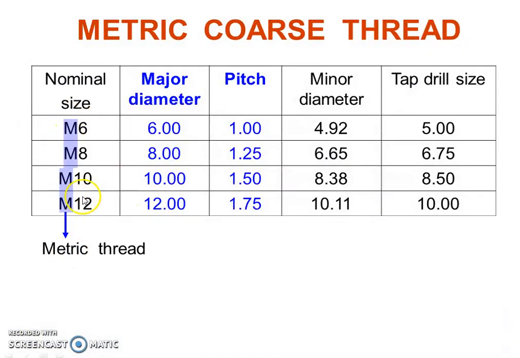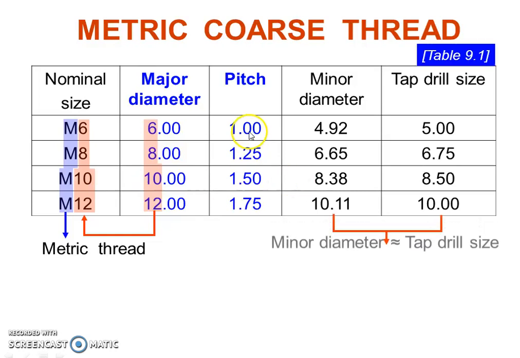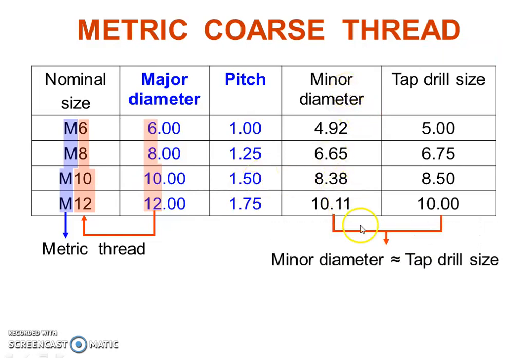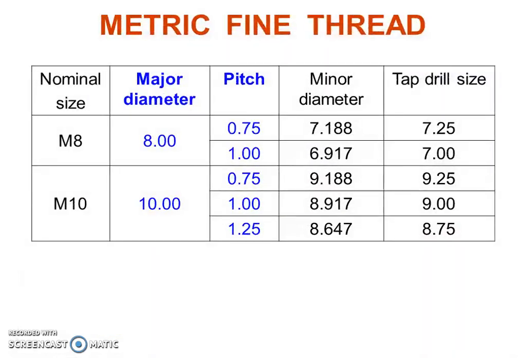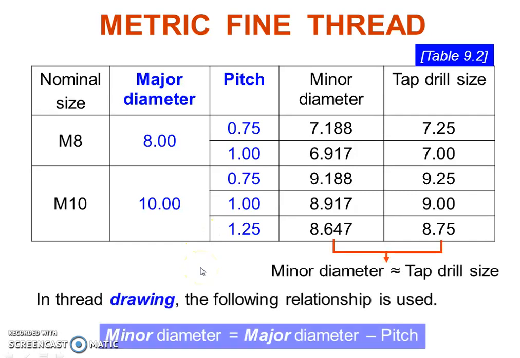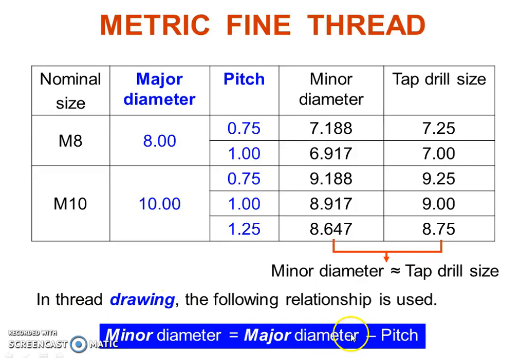M stands for metric thread and a number representing the major diameter. This represents the pitch. Minor diameter is equivalent to the tap drill size. In thread drawing, the following relationship is used, that is, minor diameter is equal to major diameter minus pitch. This is a representation for fine thread, metric fine thread. In thread drawing, the same relationship is used for coarse as well as fine thread.